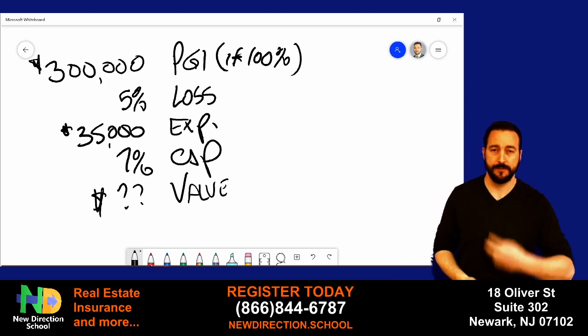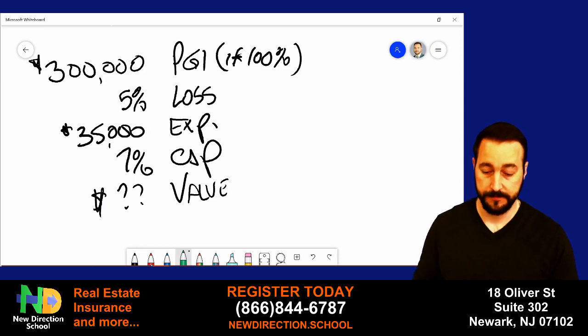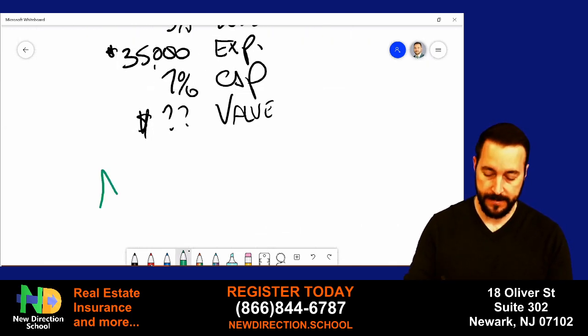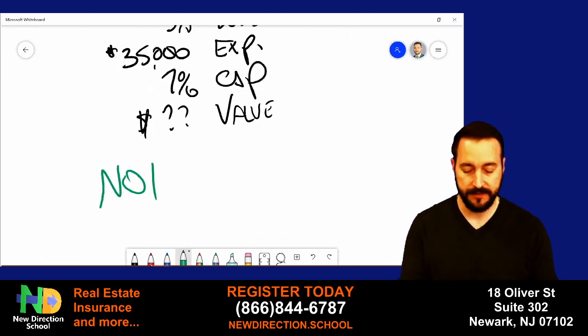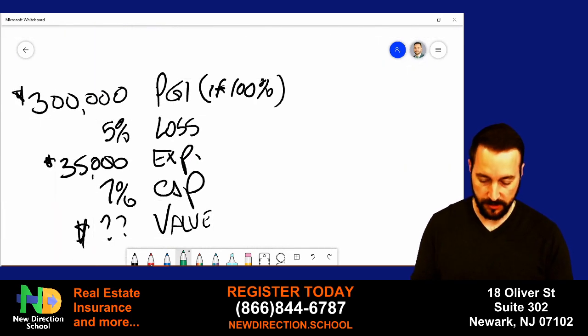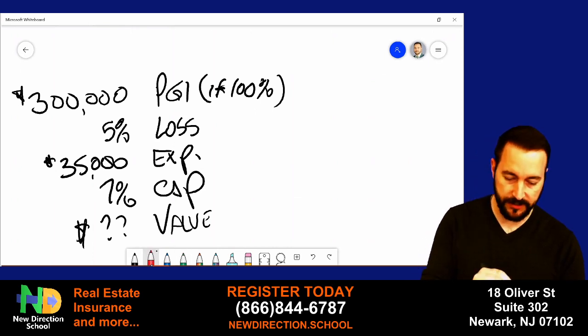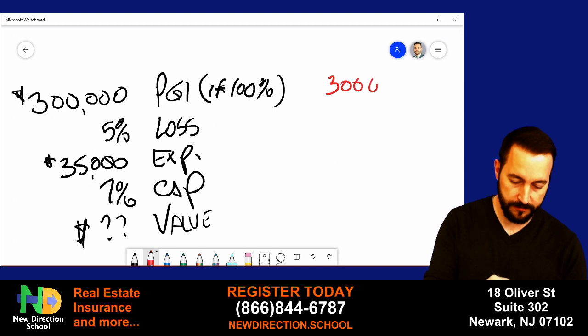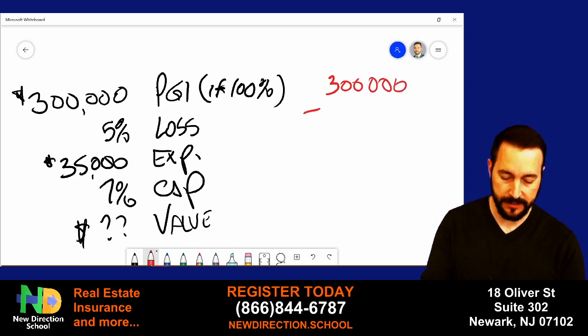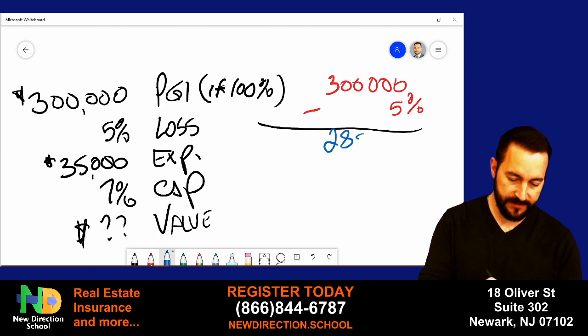Remember, there's two steps. First of all, what is the number you need? NOI. How do we get to NOI? We have to calculate the losses, right? So what we have is very simple. It's 300,000 minus 5%, and this equals 285.